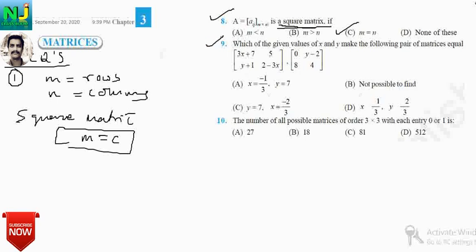What is question number 9? Which of the following given values of x and y make the following pairs of matrices equal?